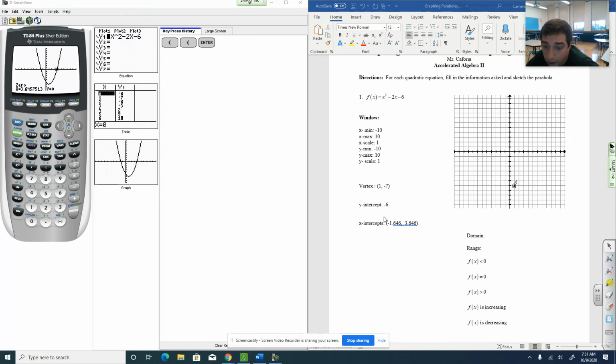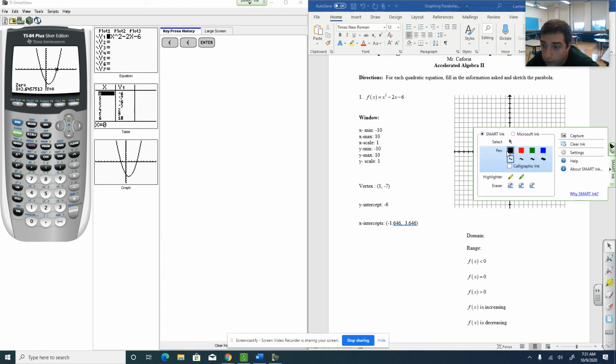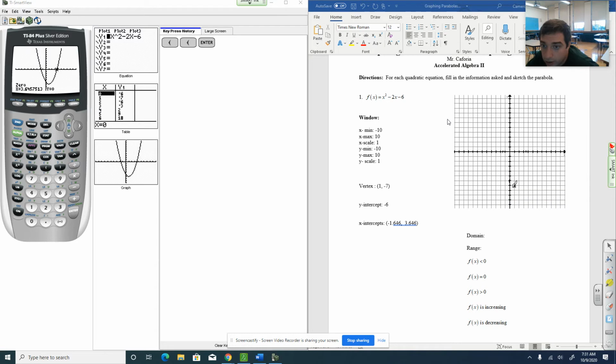Then we know our y-intercept is -6, so right there. Then our x-intercept is -1.646, so about right there. 3.646, so 1, 2, 3, right there. Now what we're going to do is we're just going to do a quick sketch, and we're just going to try to go through all of these points. So I'm going to give it my best shot with the mouse. It's going to go like this.